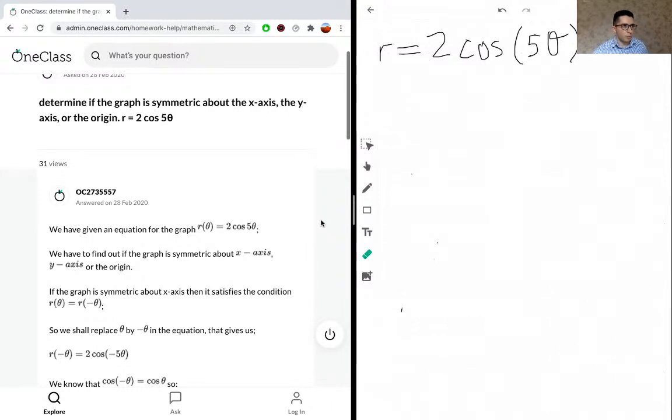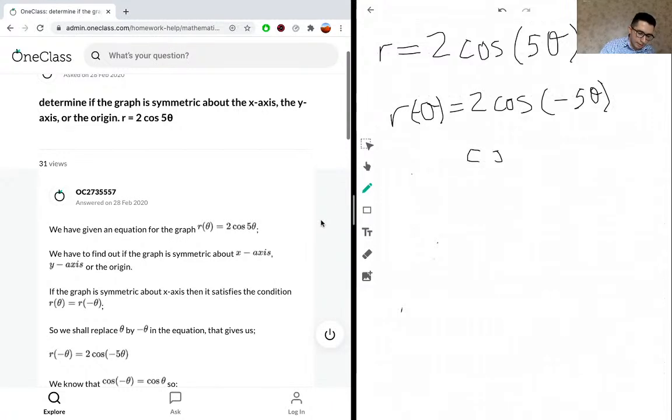Okay, so we'll start off with x-axis symmetry. If we had r theta, we would just get the above equation. And then if we had negative theta, we would get 2 cos negative 5 theta. So here we want to think about the cos component. We know that cos of a negative theta is equal to, let me just write this side by side, cos negative theta is equal to cos theta. This is just a definition of cos theta. So cos negative theta will equal cos theta.